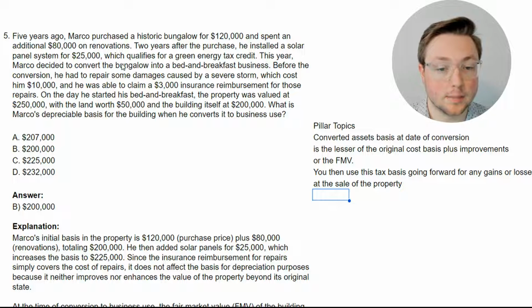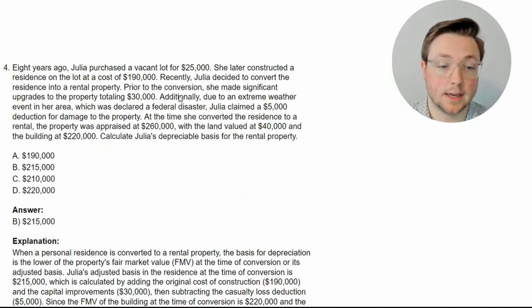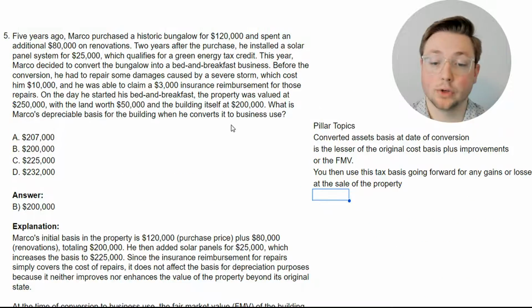And then, maybe this isn't a pillar topic, but we learned that the repairs from just a severe storm and the insurance reimbursement weren't something that necessarily decreased the basis. But if it was a federally declared disaster, we saw that was able to be taken as a loss, and that did decrease the basis. We learned a lot from this video and these questions so far.